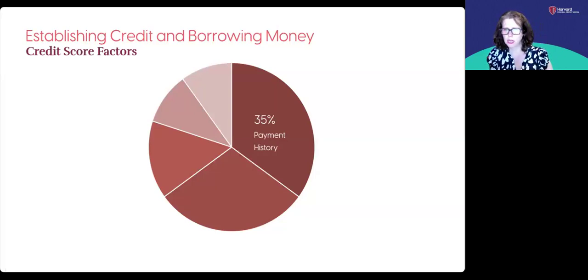You make your payments on time, and ideally you pay off, if you have a credit card, the whole amount every month. But if you can't do that, that you're at least making the minimum payments or hopefully more so that you don't stay in debt. The next part, again, is that credit utilization.